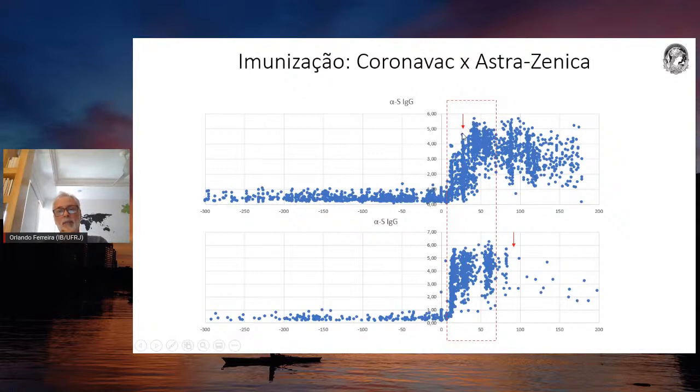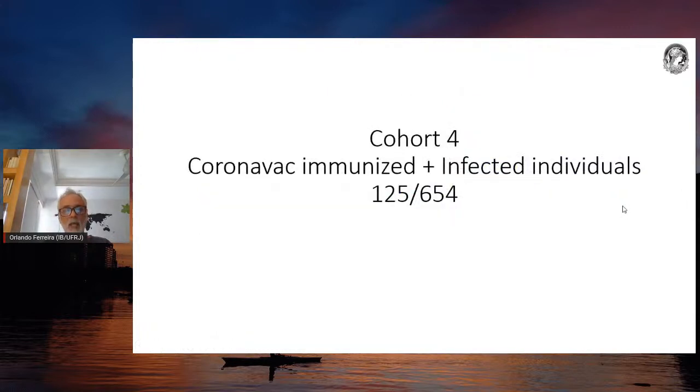And you see that the peak of the AstraZeneca comes after the second dose. We don't have the large data yet, but we expect that this high level is maintained over time after the second dose. Okay, the fourth cohort is the one that matters to us. If patients are immunized with CoronaVac and they get infected, what happened to them?